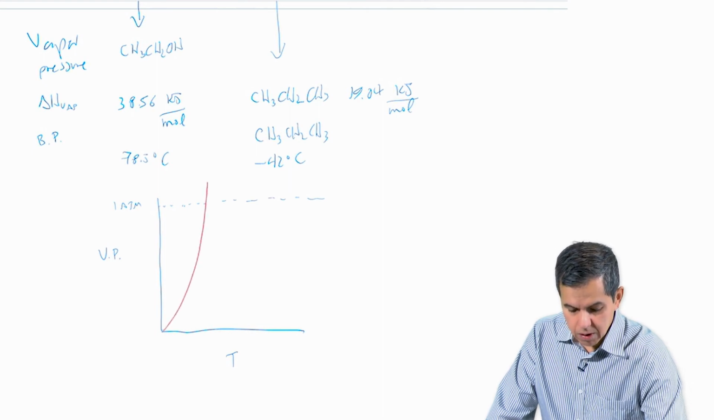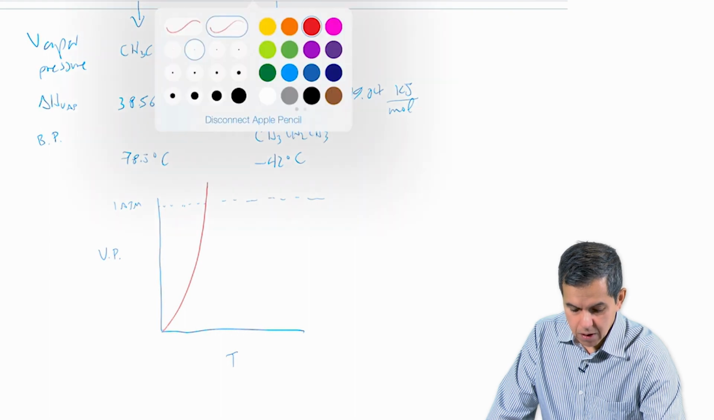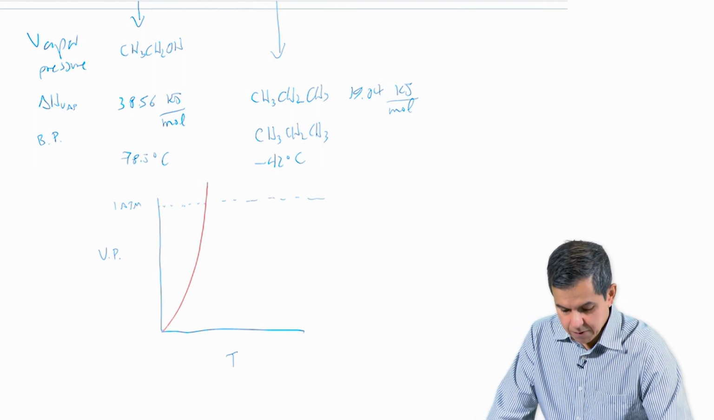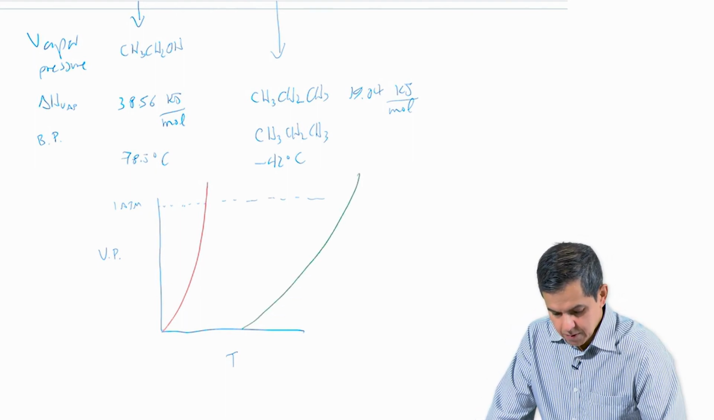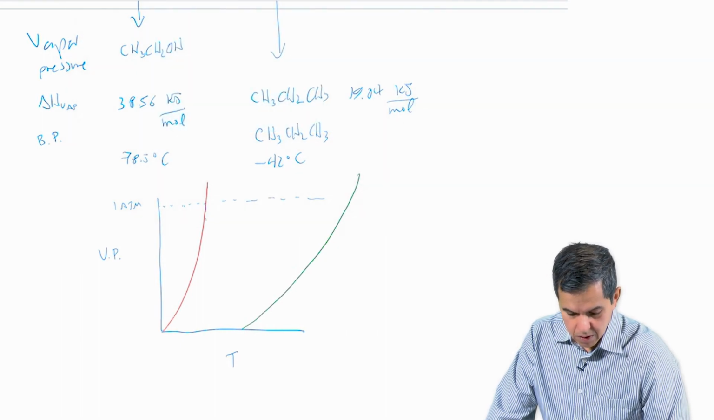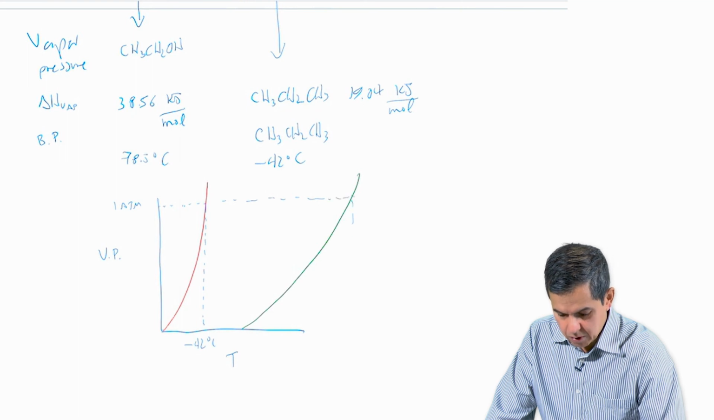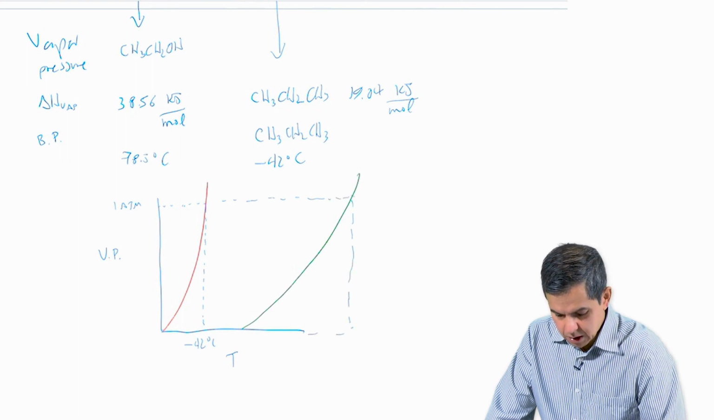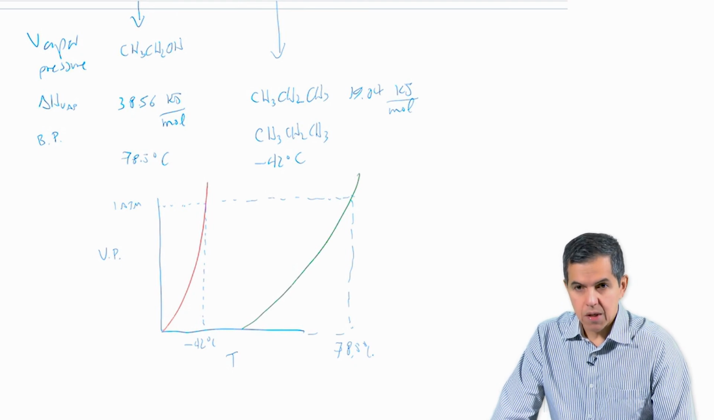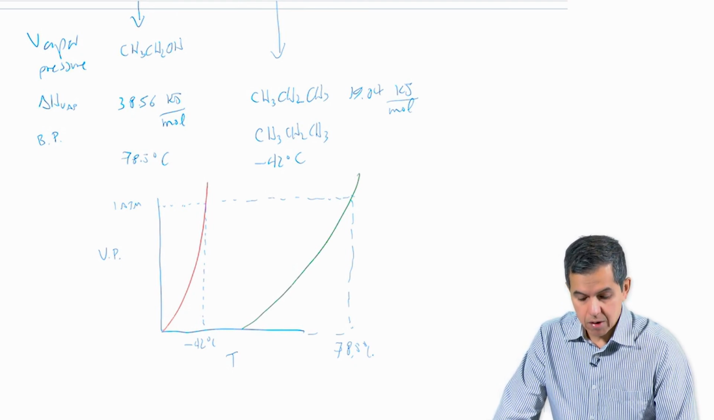And for ethanol, we're going to make that green. It's going to be 78.5. So we can assign these temperatures as minus 42 degrees Celsius, and this one corresponding to 78.5 degrees Celsius. And this in general represents the behavior that we anticipate for these particular substances.